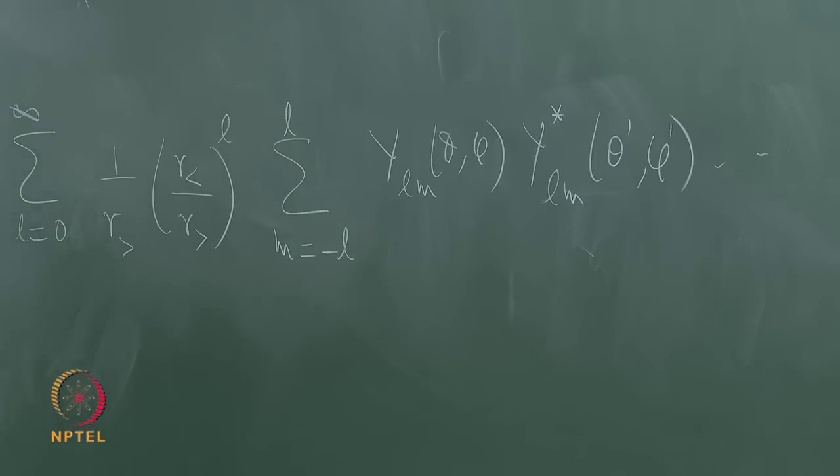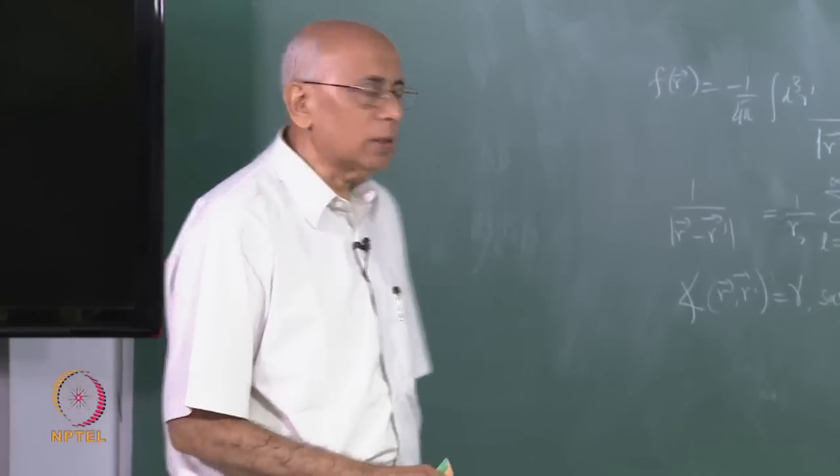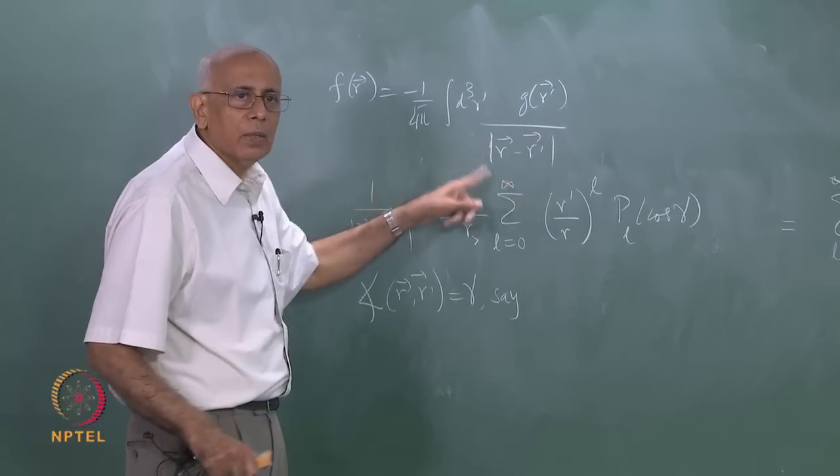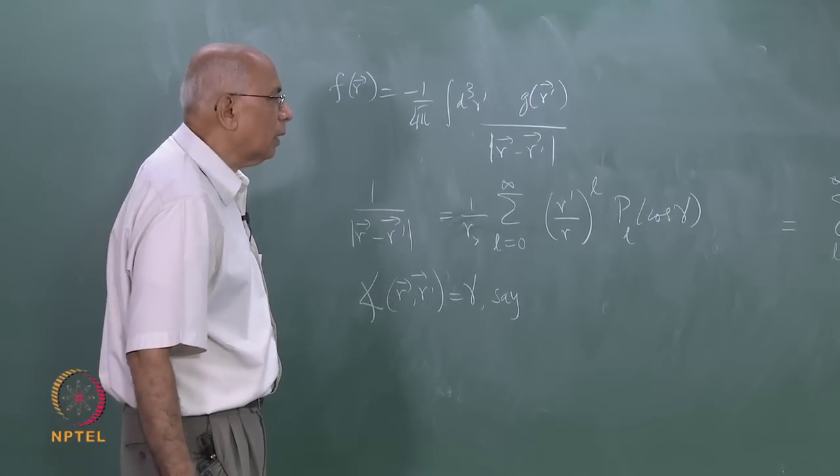So that gives you the multipole expansion in general for this Coulomb potential, but this is true in general for any 1 over mod r minus r prime. Okay.